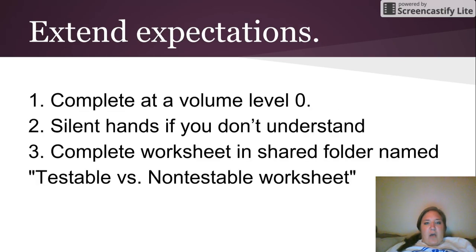Once you've finished writing in your notebook, at a voice level 0, in the silent hand if you don't understand, complete the worksheet in the shared folder named Testable versus Non-Testable Worksheet. Once you've finished that, if you have some extra time, you may move on to any extension work located in that folder on the science website.